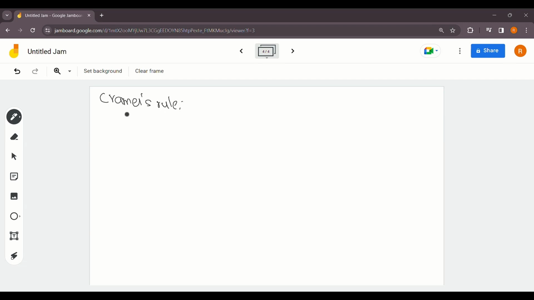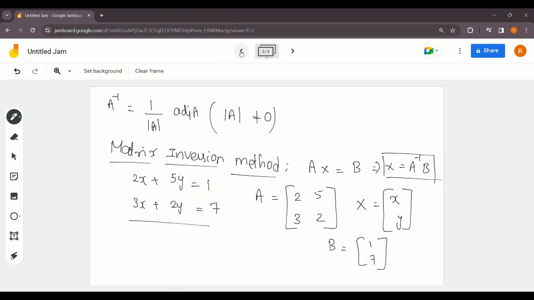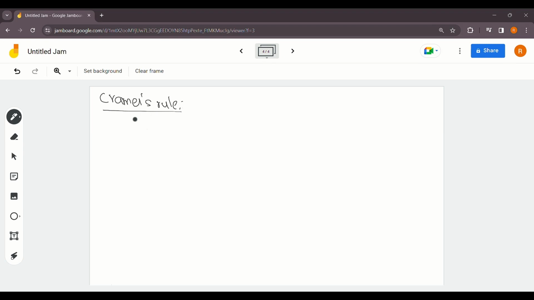Cramer's Rule. So the same question I am writing here, which is 2x plus 5y equal to 1, and 3x plus 2y equal to 7. So we will find out delta. Delta is nothing but the determinant of the A matrix, which is the coefficients of x and y. So 2, 5, 3 and 2. If you do this expansion, you get 4 minus 15, which is minus 11.